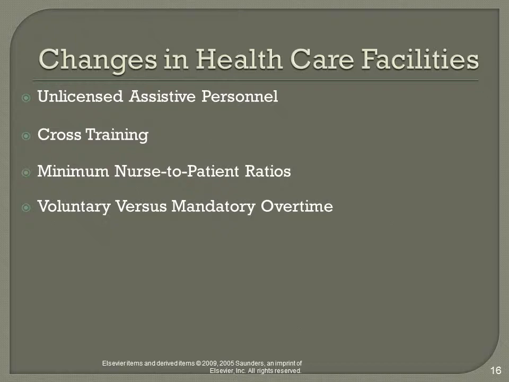Mandating nurse-to-patient ratios is an attempt to improve quality and service. Voluntary versus mandatory overtime is asking and requiring nursing staff to work beyond an 8-hour shift or their scheduled shift, which a lot of them are 12 hours these days. It has been the method that a lot of facilities use in an attempt to provide patient coverage during the nursing shortage.